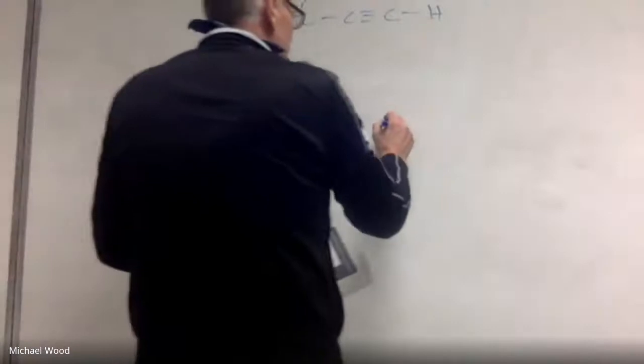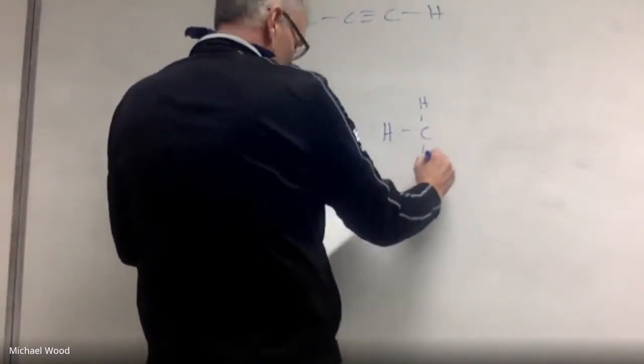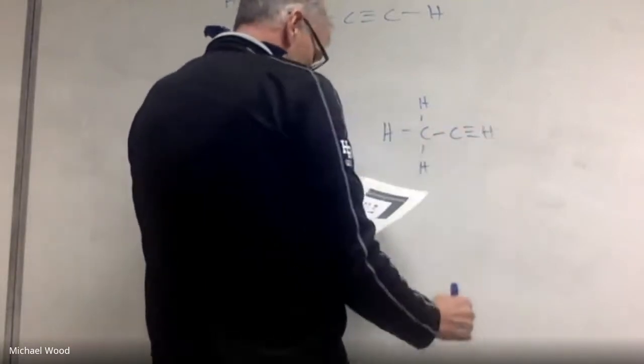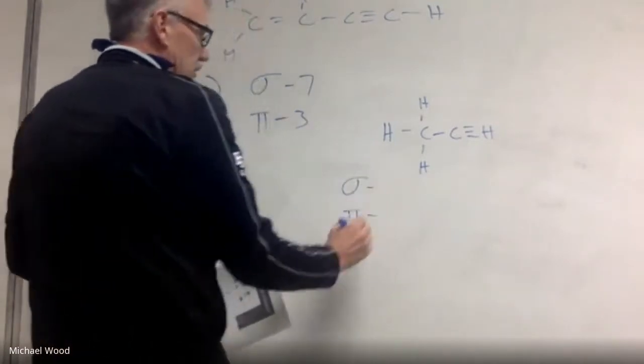And if you guys want to try this stuff, I've got H, C, H, H, C, and then triple bond to an H like that. Okay, so count the sigma bonds and the pi bonds. Take a minute and see if you can do that.